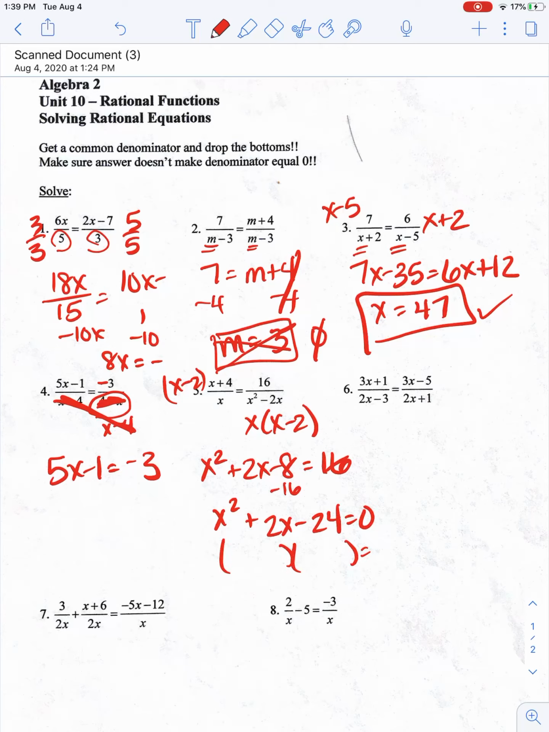And then I'm going to factor it. 4 and 6. So x equals 4 and x equals a negative 6. And I can't be a 0 or a 2, so I can keep both of those. So just kind of remember all the things.